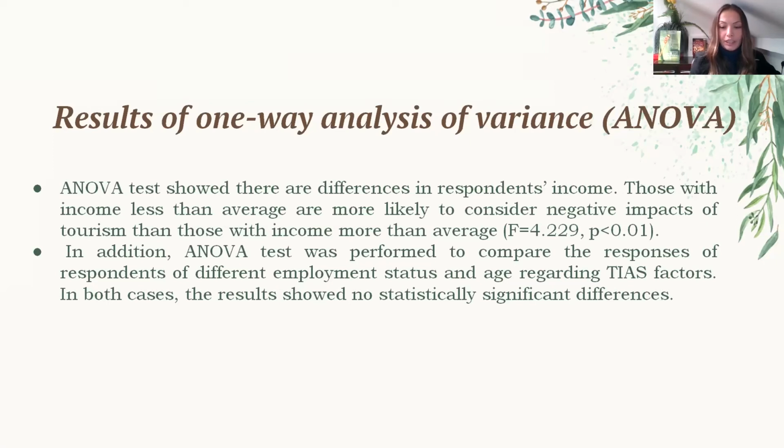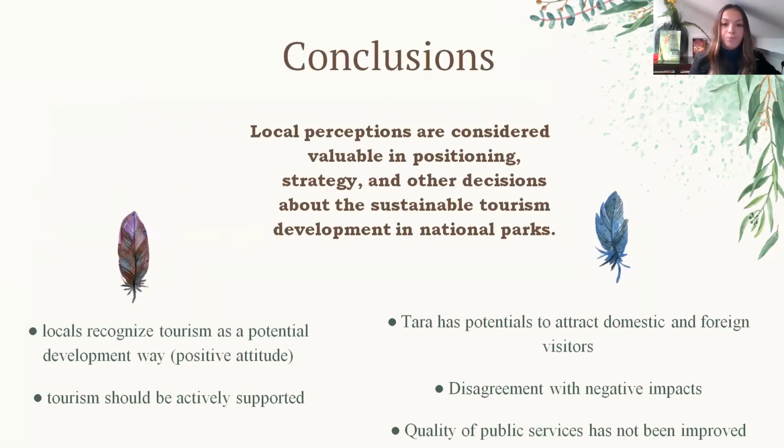In addition, an ANOVA test was also performed to compare their responses regarding their employment and age, but it didn't show any differences, which means that their attitudes are balanced and characteristics like employment status or age cannot influence their attitude. These studies show that the TIAS instrument can also be used in national parks and developing countries such as Serbia.